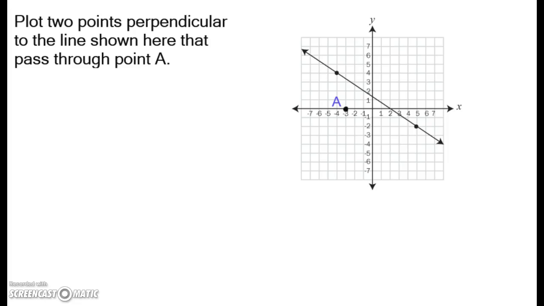This question asks us to plot 2 points. So we're actually going to have to plot some points that are perpendicular to this line shown here and that pass through point A, which is this point right over here.